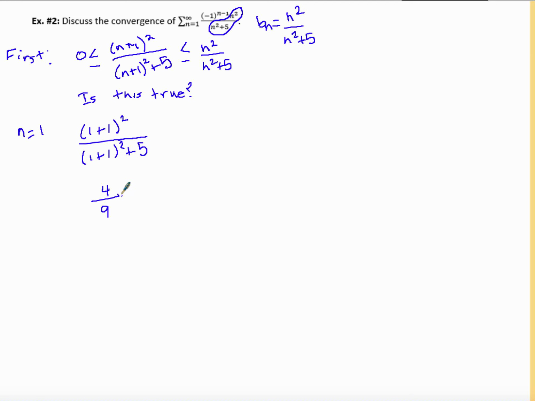Now, 4/9 is approximately 44/100ths. Let's compare it to our b sub n term. Again, I'm going to use n equals 1 and sub it in here. I've got 1 squared divided by 1 squared plus 5. Well, 1 squared is 1, plus 5 is 6, and 1/6 is approximately 16/100ths. Well, if that's the case, then we're saying 44/100ths is less than 16/100ths. But we know that that's not true.